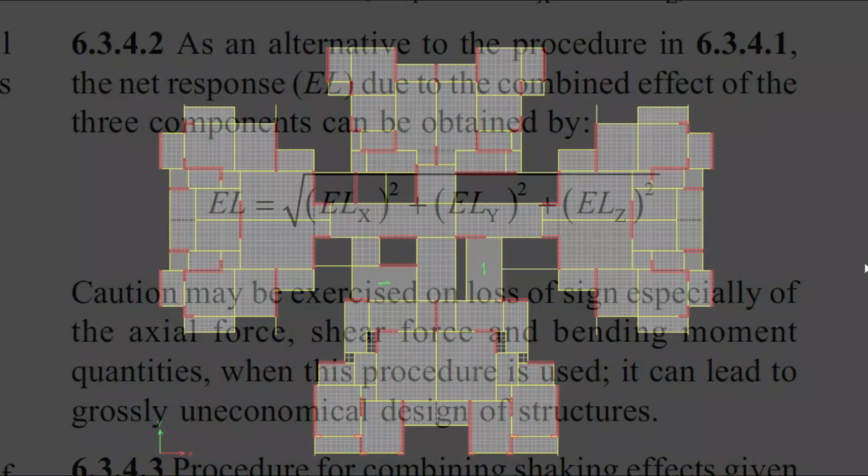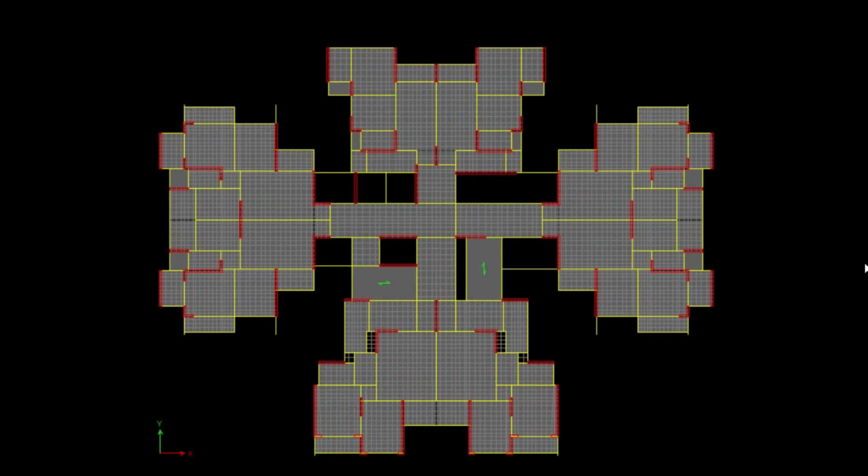So we now have 2 different options to consider earthquake loads for non-orthogonal framing systems. Either we can go with the 30% rule or we can go with SRSS. Now which one is to be preferred?